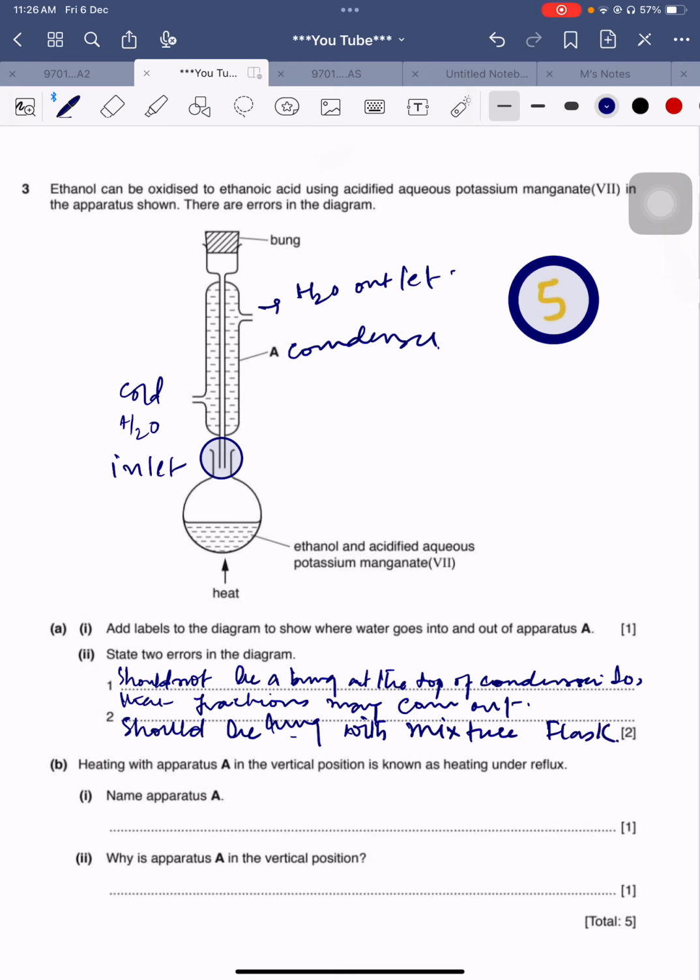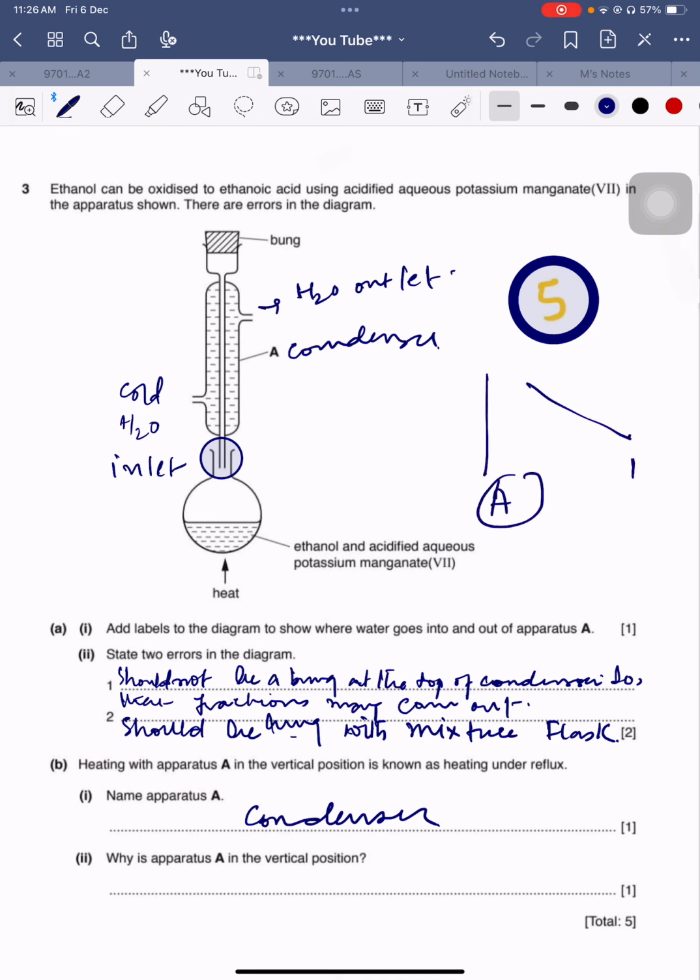Heating with apparatus A in the vertical position is known as heating under reflux. Name the apparatus A. It is called a condenser. Why is this apparatus in the vertical position? Remember this thing, guys. A condenser can be like this or can be like this.